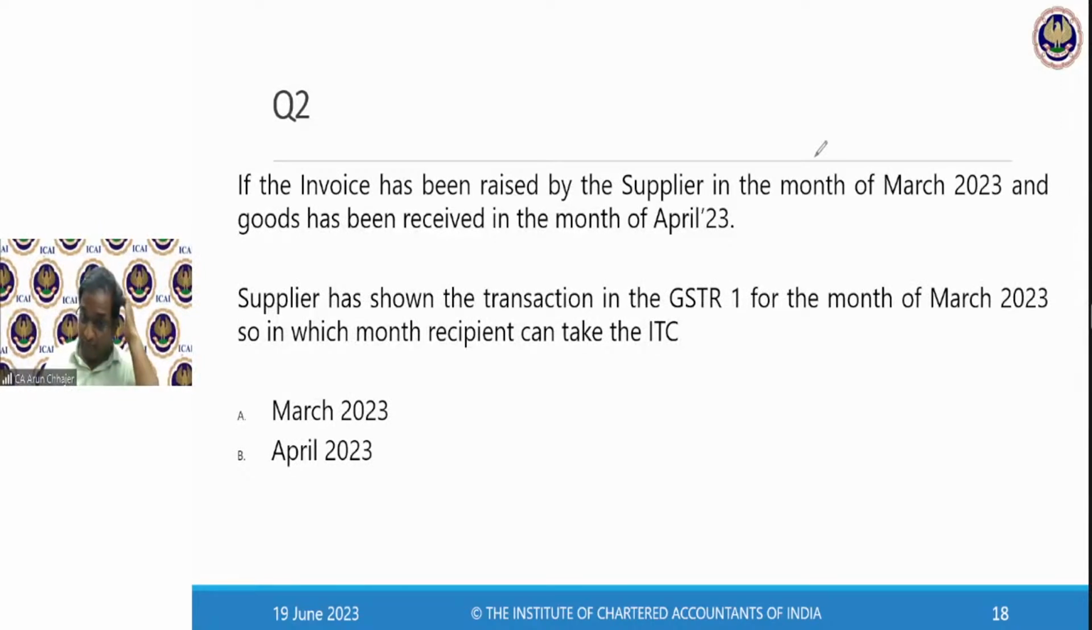Not in the month of March. Please confirm. Seeing your statement, I have explained it completely. Is it clear now? The ITC would be available in April, not in March. ITC will not be available in March. It will be available in April only. I have explained the logic in detail. Please confirm. Is it clear?